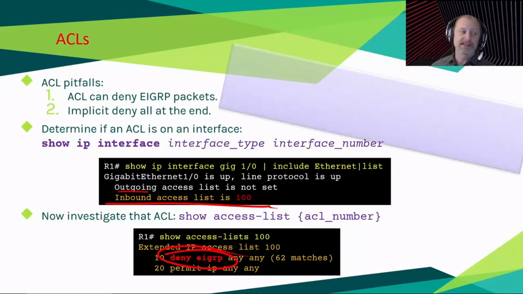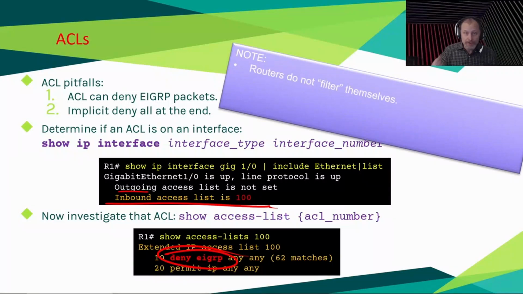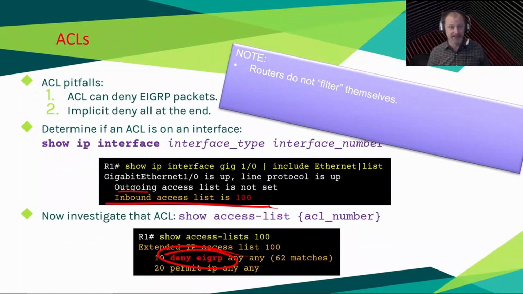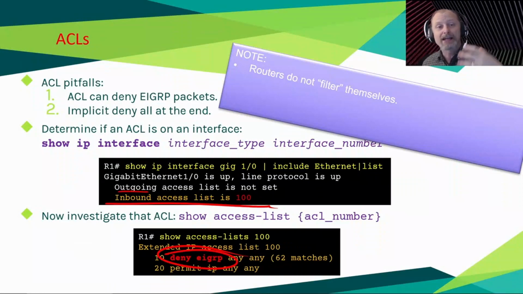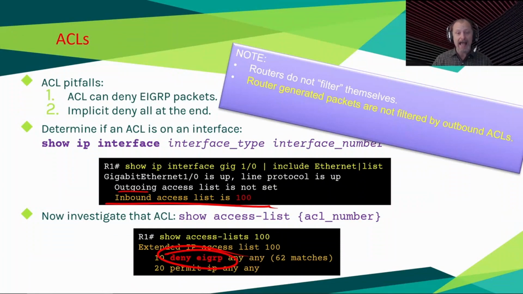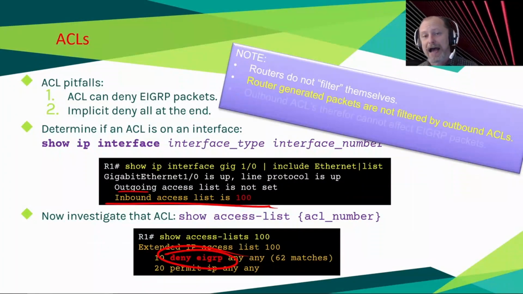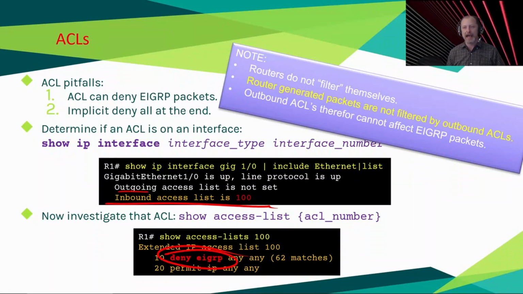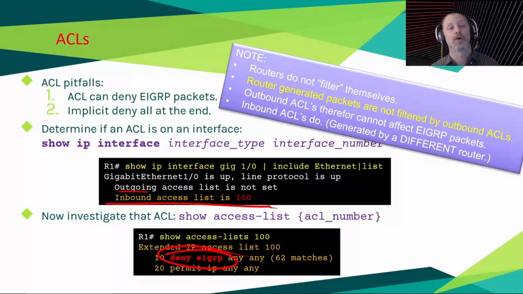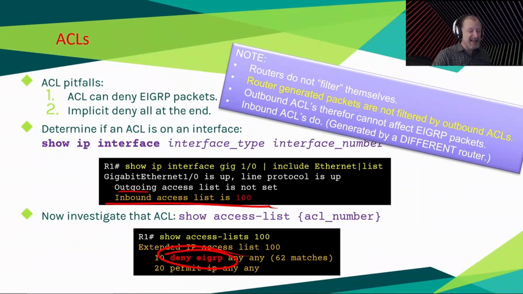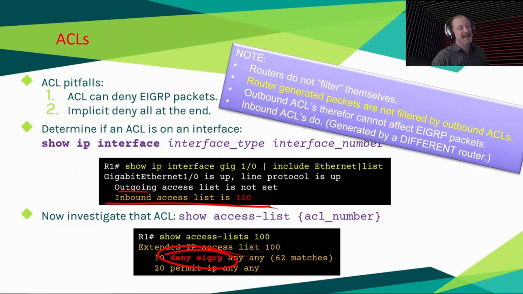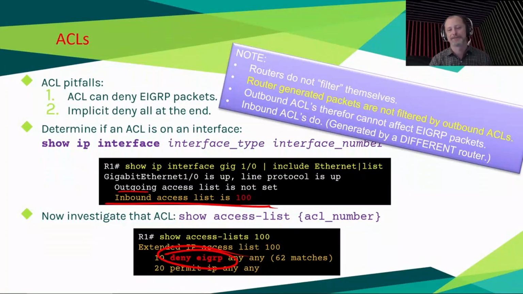One thing to remember about these ACLs, though, is routers don't filter themselves. Routers are kind of narcissistic, and they assume that what they have to say is important. So any packet generated by that router, like an EIGRP packet, will not be filtered by outbound ACLs. So outbound ACLs cannot affect EIGRP packets, but inbound ACLs do, because even though the router thinks that what it has to say is important, it doesn't necessarily feel the same way about the neighboring router. The neighboring router talks a lot, and you can mute it with an ACL whenever you want.